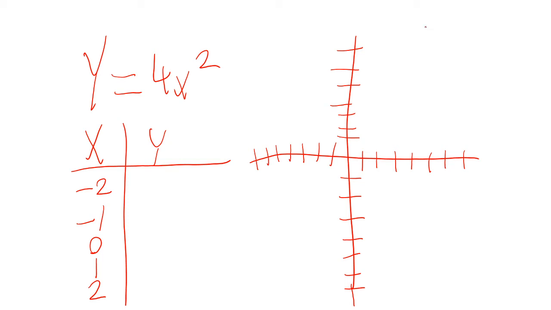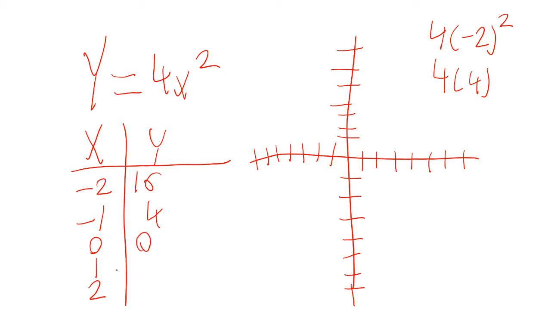Now we have 4 times -2 squared. -2 squared is just -2 times -2, which gives you 4. 4 times 4, that's 16. Now plug in -1. -1 squared is just 1. 4 times 1 is 4. If I put in a 0, 0 squared is 0. 4 times 0 is 0. If I put in a 1, that's just 4. And if I put in a 2, 2 squared is 4. 4 times 4 is 16.